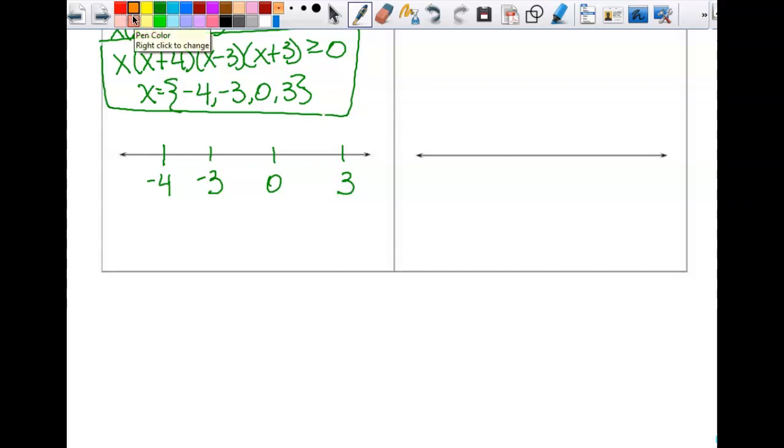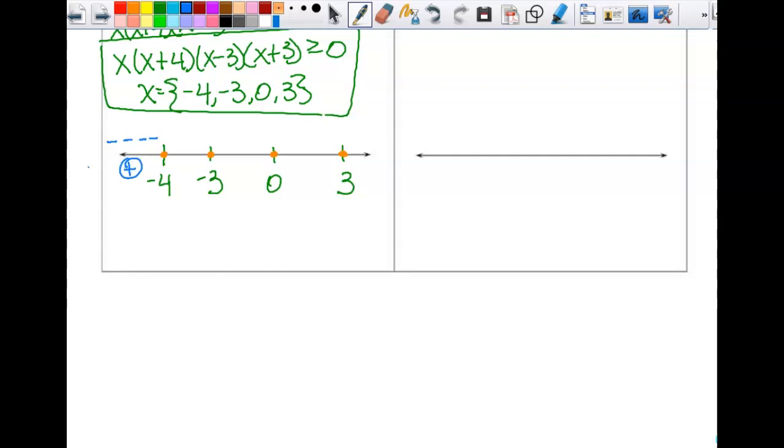So opened or closed circles? Closed, okay, because it's then equal to. So closed circles here. Then I'm going to choose my points. So I'll choose a -5. When I substitute it in here, I will get negative, then negative, then negative, then negative. So that is positive overall.